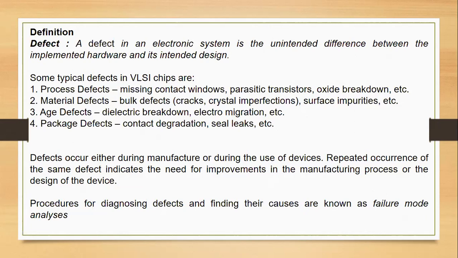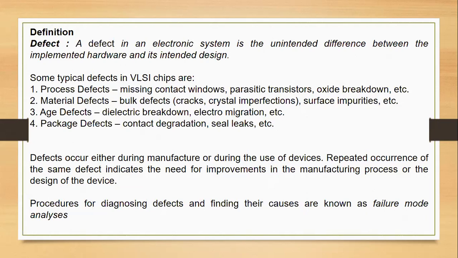Material defects, which we also call bulk defects, include cracks, that is, damage in the material, crystal imperfections, or surface impurities. Surface impurities refer to the type of material we use within the devices at the surface level, P type or N type or both, whatever impurities we use within the component design.